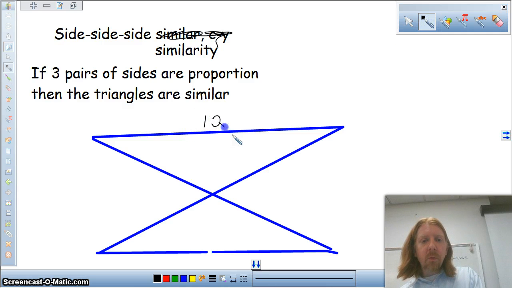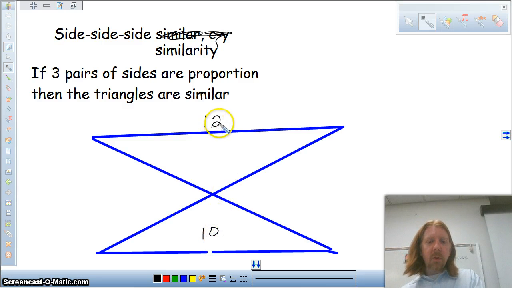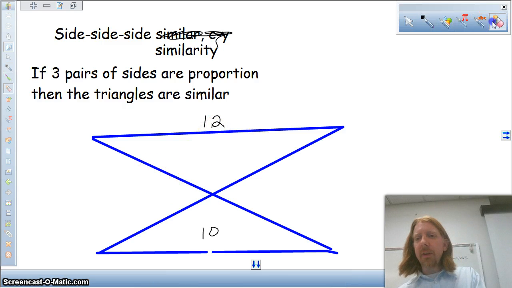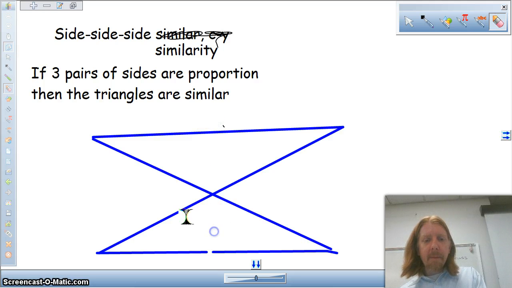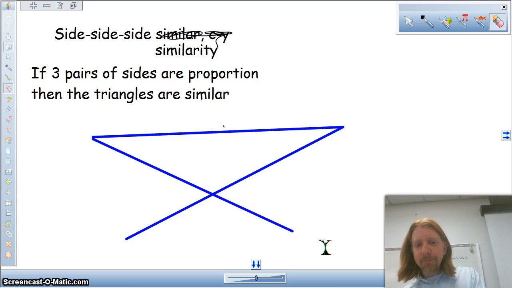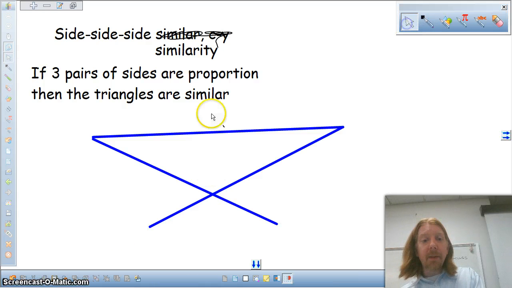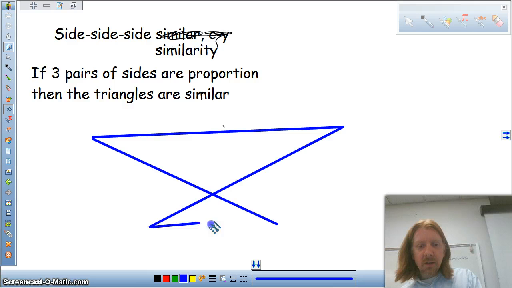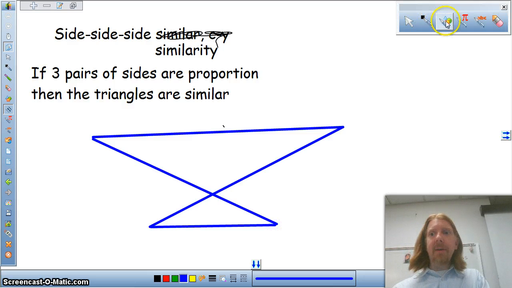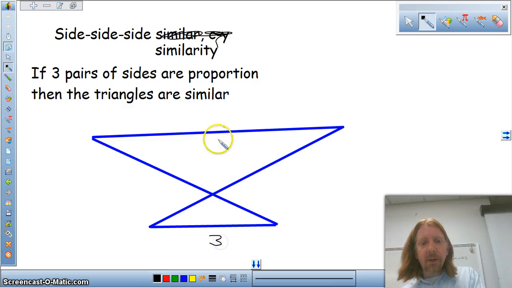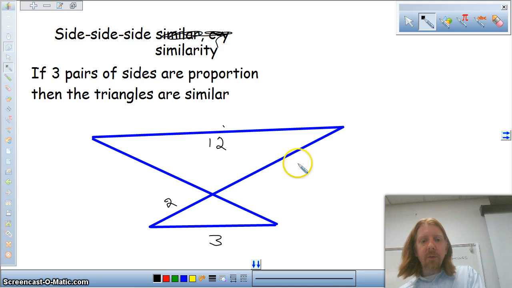So let's say 12, 10. Let's say this is going to be... I still like those numbers. You know what? Keep life simple, right? Never do an example with really hard fractions. Okay, so let's say this is 3, that's 12. This is 2, this is going to be 8. This is also 2, this is also 8.